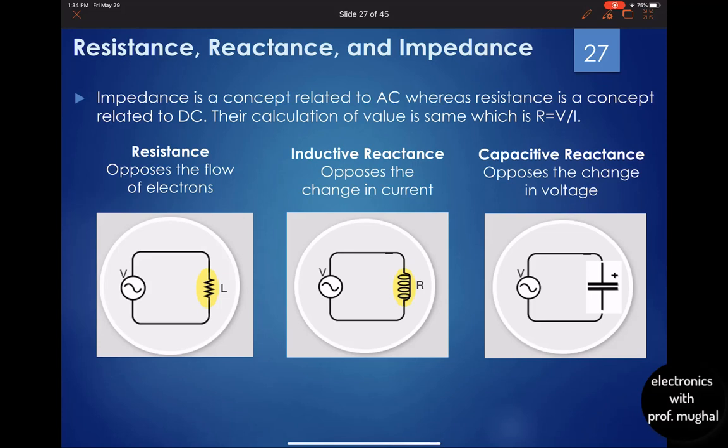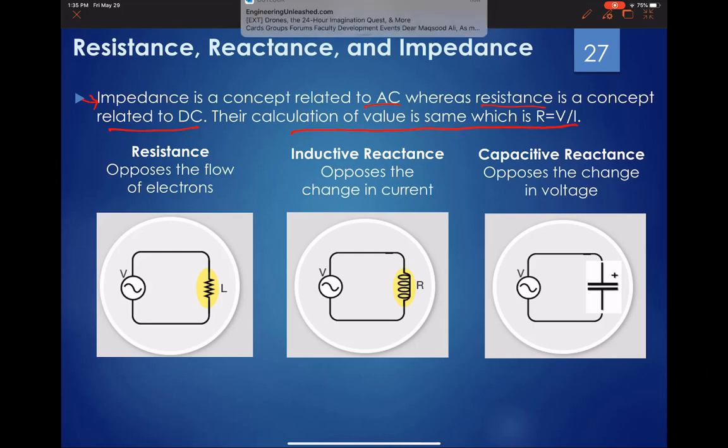So what is impedance? Impedance is a concept which is related to AC circuits, whereas resistance is a concept which is related to DC circuits. Mostly resistance is associated with DC circuit analysis. Their calculation of the value is the same, which is R equals V over I. Again, that's part of Ohm's law.